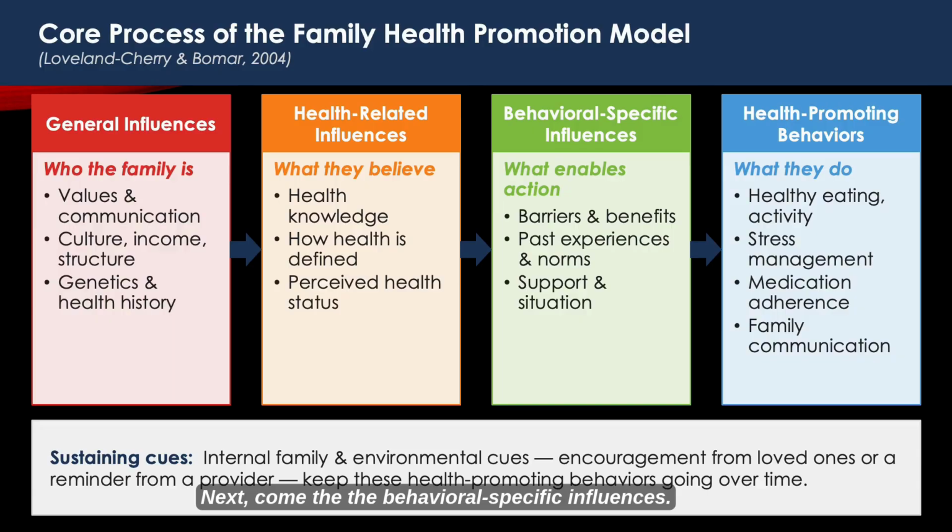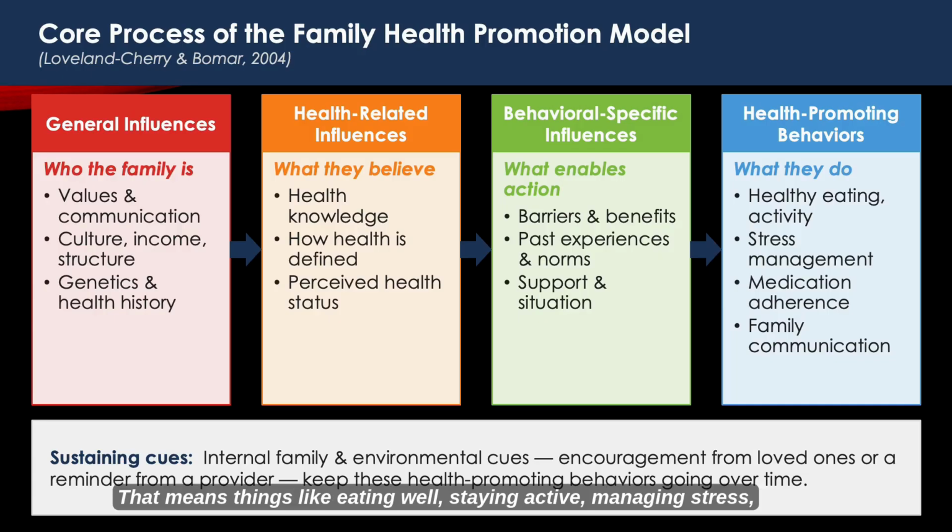Next come the behavior specific influences. These decide whether the family will actually follow through. Think about the barriers and benefits they see, past experience, their family norms, their support system, and the situation they are in. For example, a family may know that they could improve their communication, but problems like transportation or lack of time can get in the way. On the other hand, support from the school, community agencies, and healthcare providers makes it more likely that healthy habits will stick. All of these factors lead to the model's main outcome, health promoting behaviors.